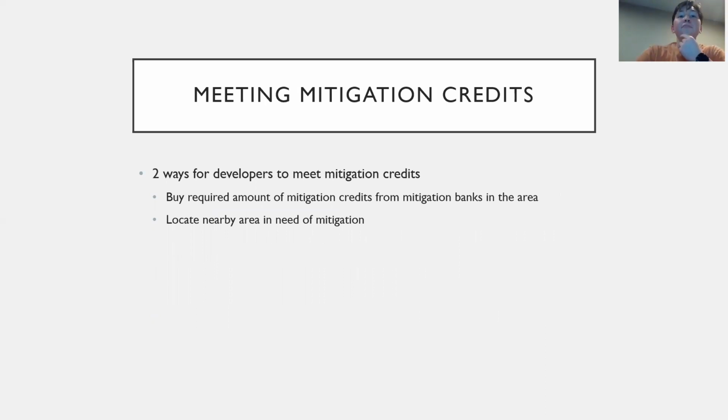The two ways for developers to meet mitigation credits are by buying required amount of mitigation credits from mitigation banks in the area, or locating a nearby area in need of mitigation.